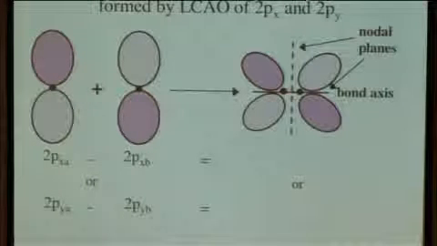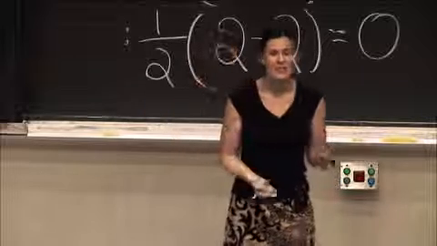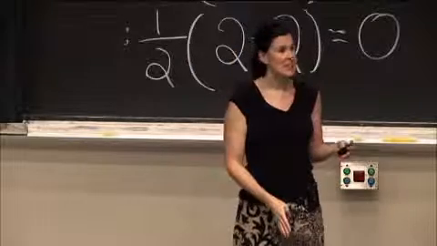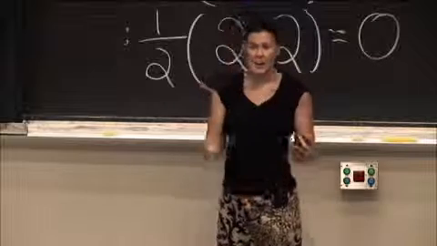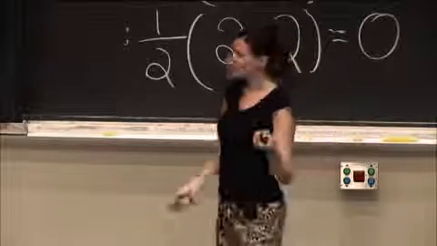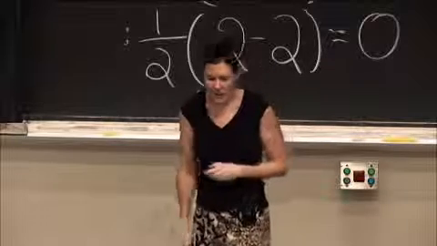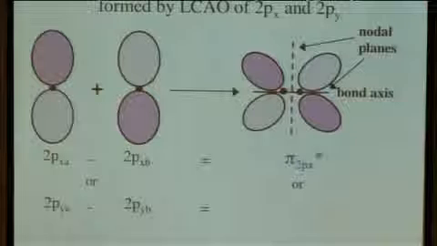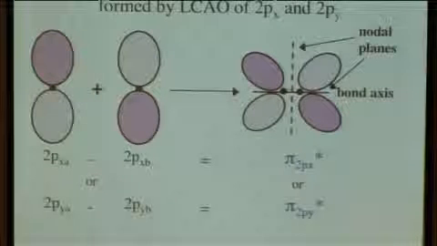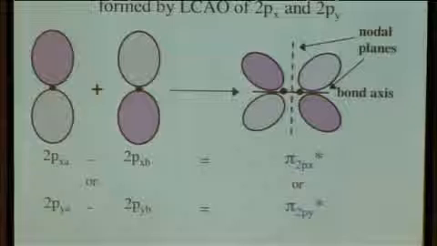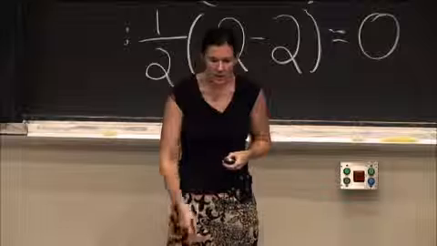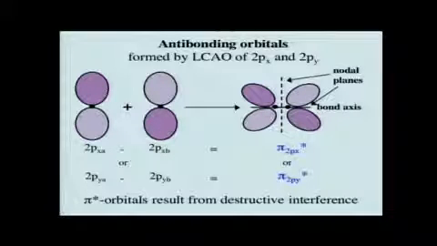So again, this is an antibonding orbital, and what you see is that there is now less electron density between the two nuclei than there was when you had non-bonding. So we're going to call this the sigma 2px star, or if we're talking about the 2py orbitals, we'll call this the pi 2px star and the pi 2py star. And the pi star orbitals result any time you have destructive interference from two p orbitals that are either the px or the py.